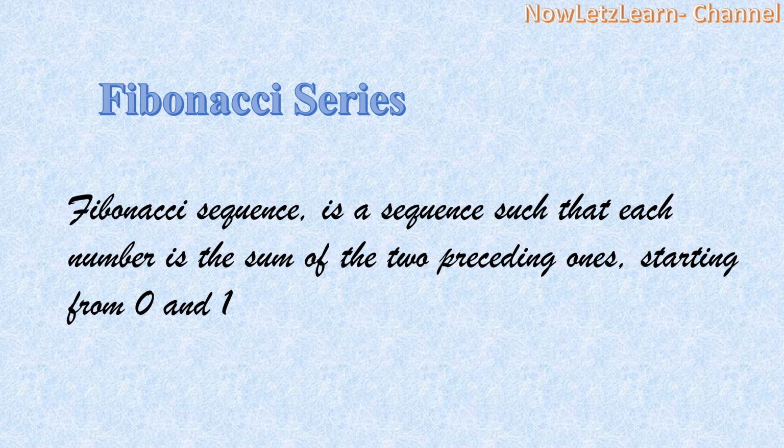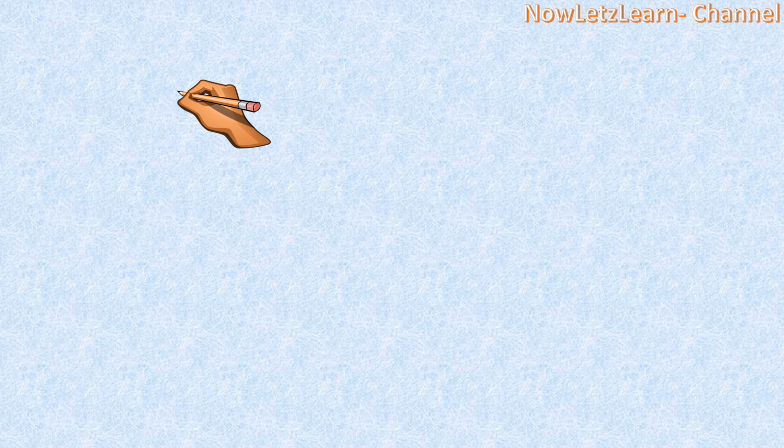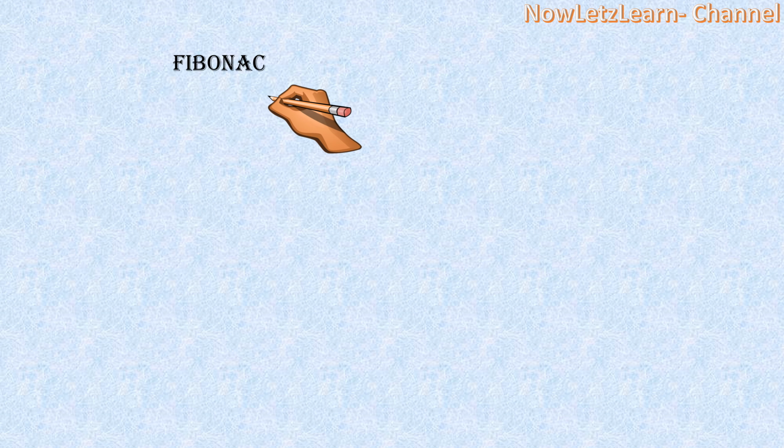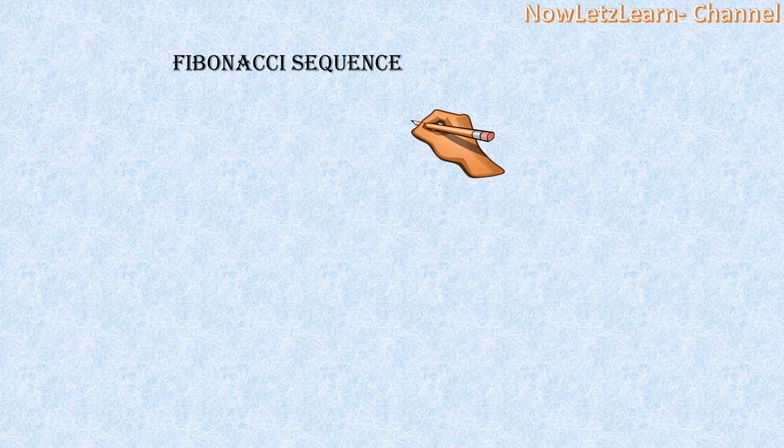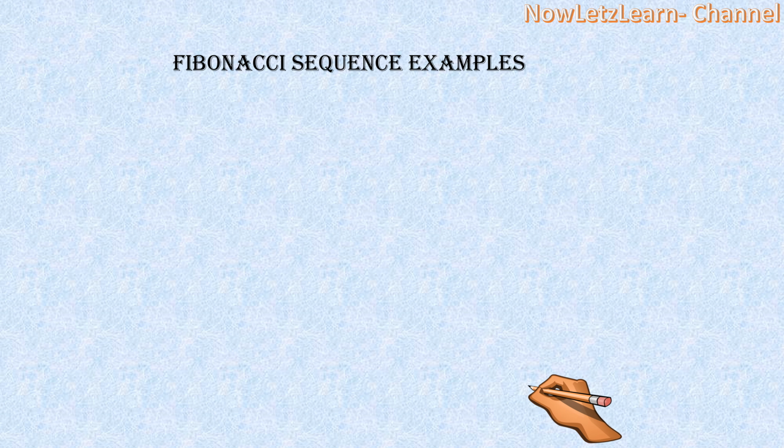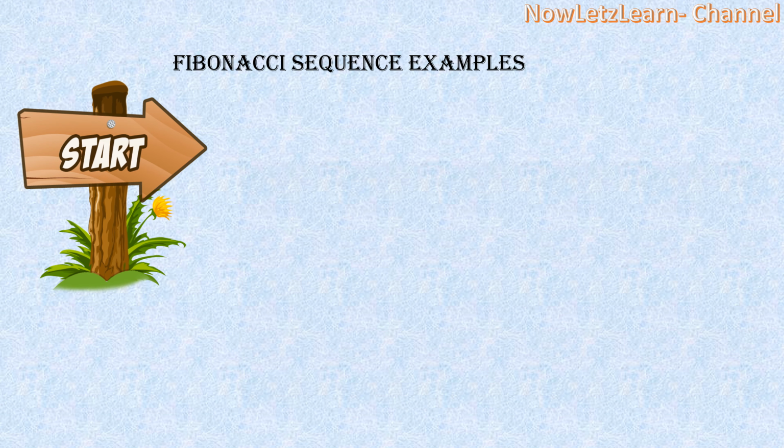We will look into the Fibonacci sequence in much more detail with 9 different sequences so that you understand how it works. Once you understand how it works, we will try to find the logic by which we can implement the same using Python. So let's get started. Let's look into some of the Fibonacci sequence examples.